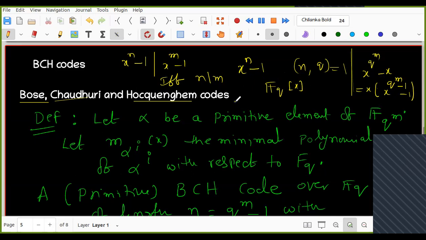What is the reason for introducing finite fields to you? Cyclic codes depend very much upon the factorization of x^(q^m) minus x. These factors also come from there. So how many factors will there be? Do you remember? The number of factors is equal to what?